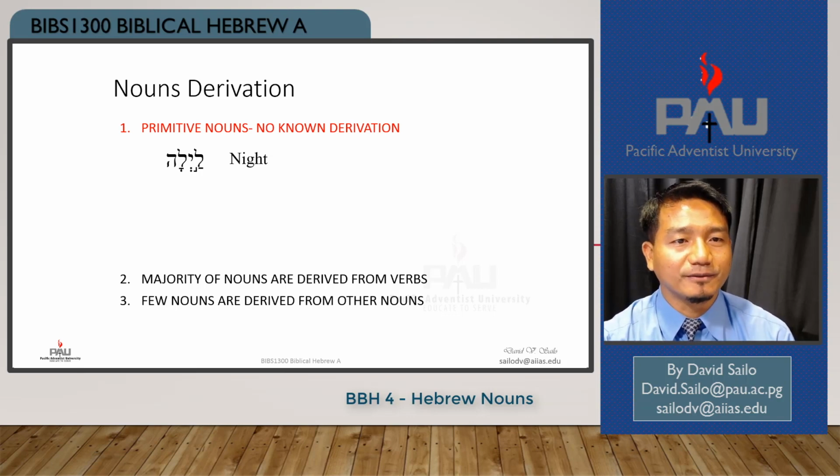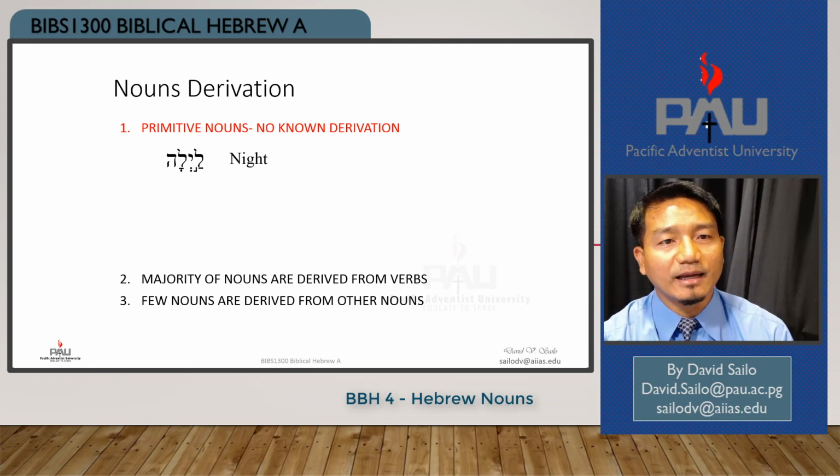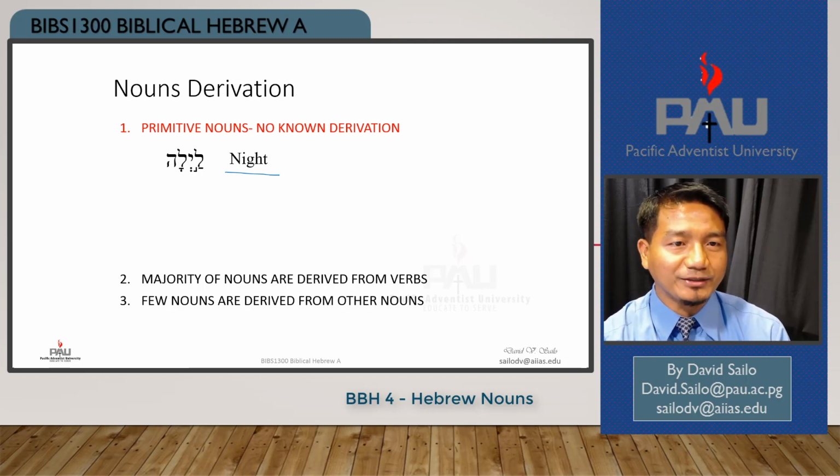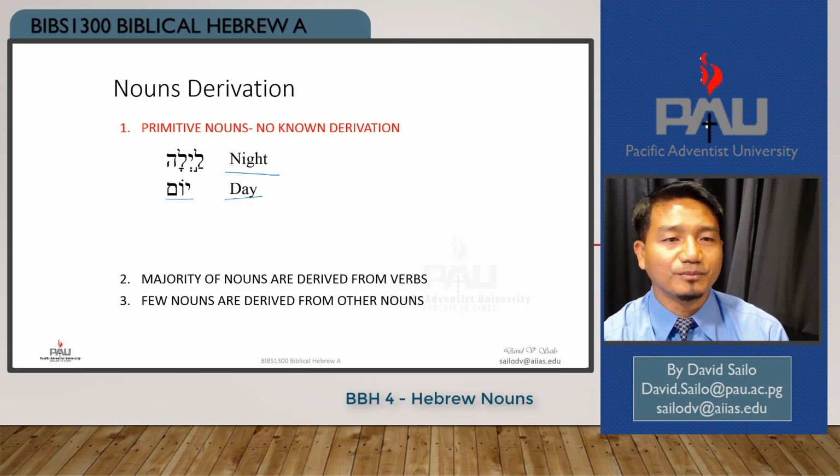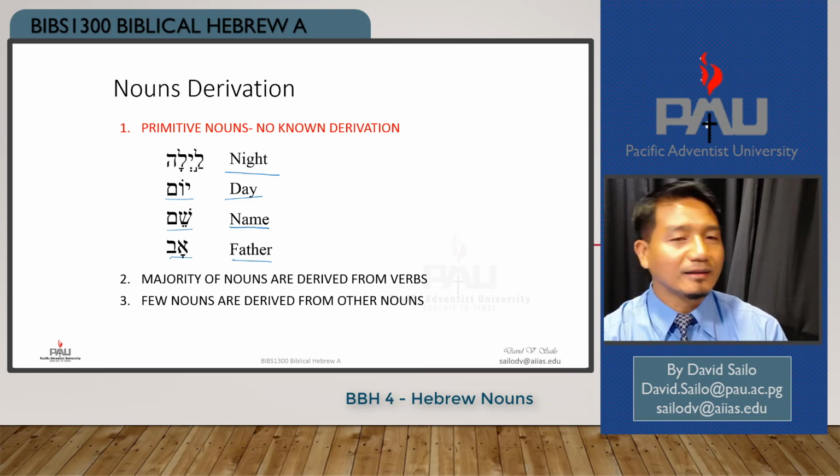Like for the case of Laila, this is night. We don't know how we got that. There are no other words that we can relate to. Another example is Yom, day. We just have this. We don't know where we got it from. Name, Shem, we don't know this either. And how about Av, father? These are nouns that are just there for the learning. We just have to memorize them.